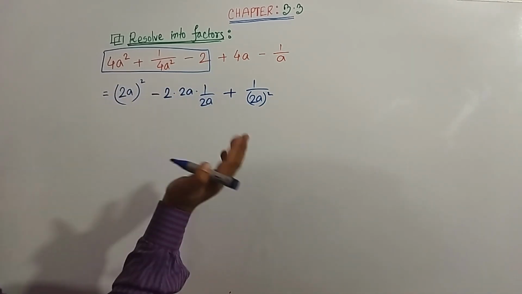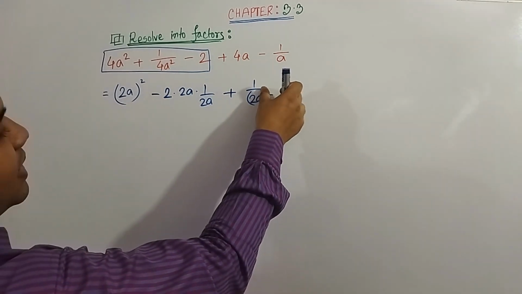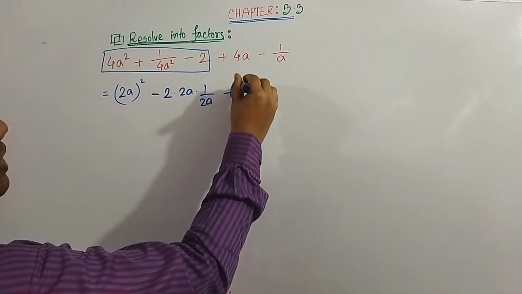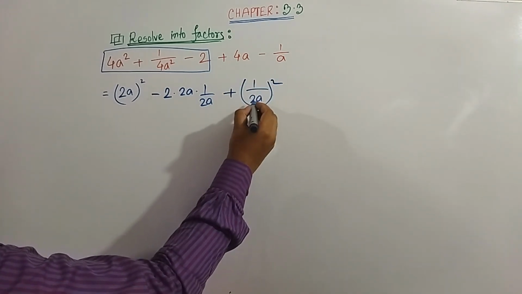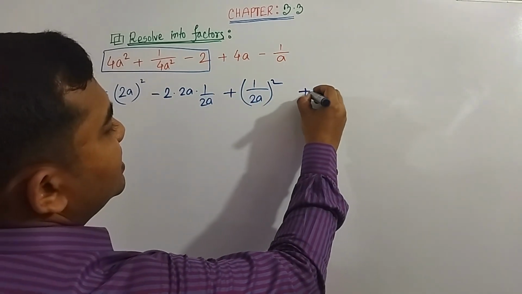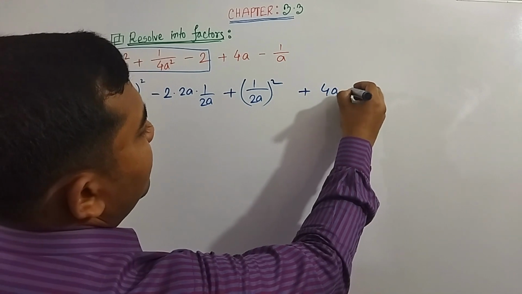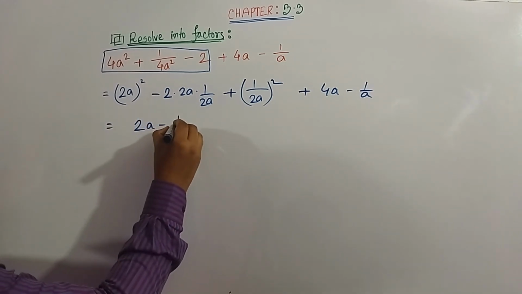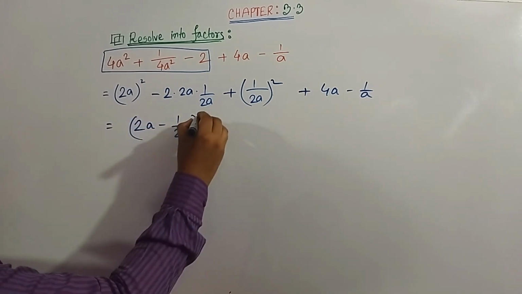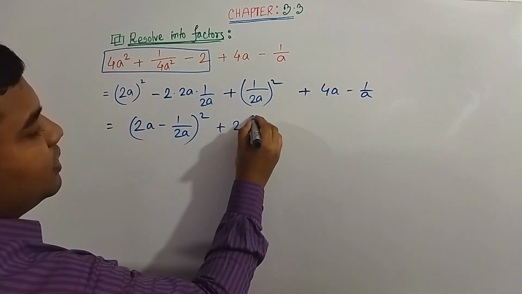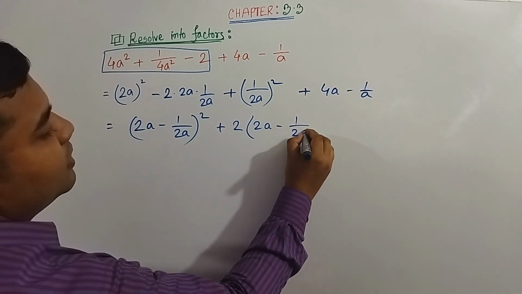And here we have found actually a square minus 2ab plus b square, if we give the square to the whole part, then it will be very good. And here we have just kept it the same as before, then we will get a square minus 2ab plus b square, that is a minus b whole square. And if we take 2 as common, then we get 2a minus 1 by 2a.